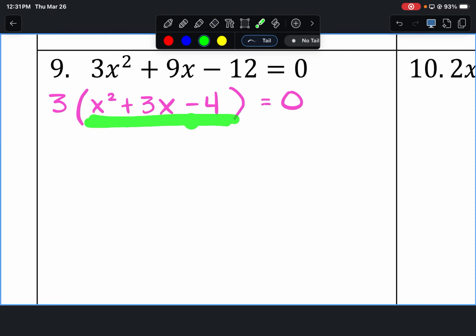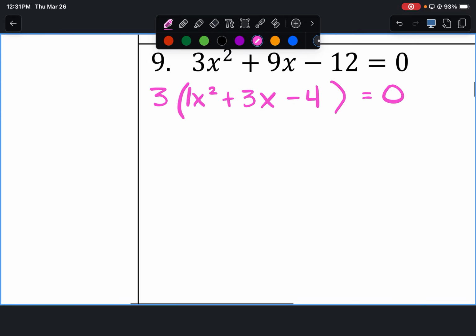So to factor by grouping, you had to figure out what multiplies to give you A times C. What is A times C? And we had to figure out what adds to give us B. What is our B? What multiplies to give you negative 10, but adds to give you 3? Negative 2, positive 5.